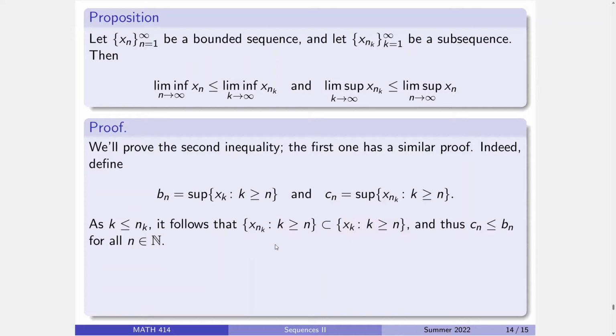Right, because note, any upper bound here would be an upper bound for this set. So b sub n is an upper bound for this. Anything that's in here is an upper bound for b sub n. c sub n is the sup, so it's the least upper bound of the set. So since b sub n is an upper bound for this, that means it's less than or equal to the sup of that set, giving me the inequality.